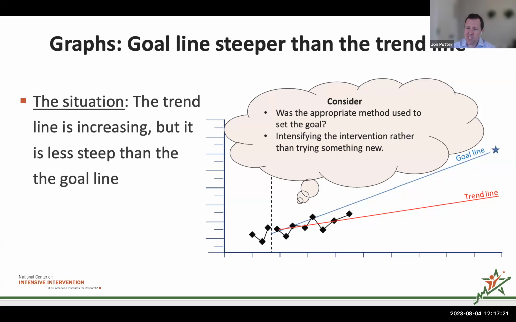And so how do we intensify? How do we build in more opportunities to respond? How do we build in more supports? How do we build in more feedback? All those things can help hopefully accelerate, because this is working, it's just not working fast enough. And so rather than changing to something new, like, I'm not going to get a new program or do something drastically new. This is working, it's just not working fast enough. So how do we intensify, provide more time, smaller group size, something like that to get a student more on track?